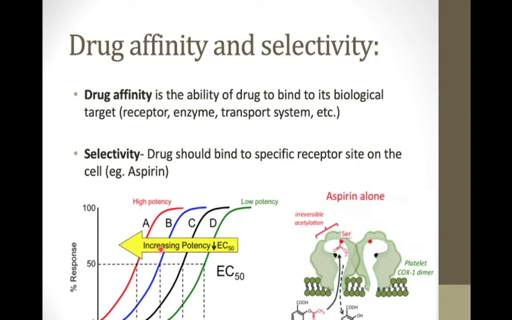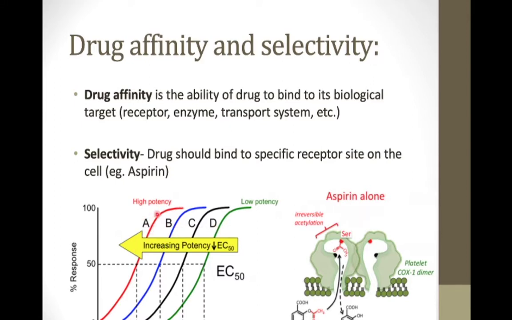Drug affinity can change according to the drug, and it depends on the dosage. There are lots of things that will determine the affinity of a drug. It could be something to do with the active site. If we look at this graph, the more potent the drug is, it will normally have a higher affinity. The line will move to the left.